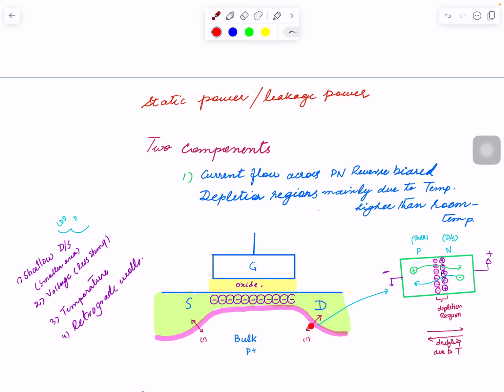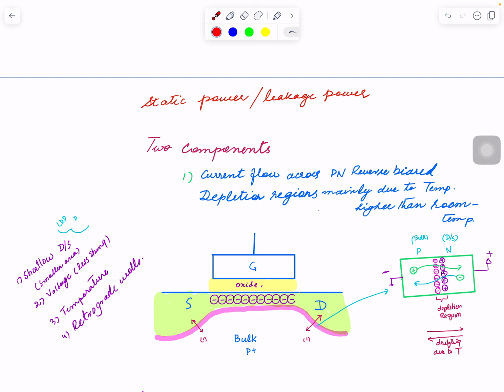And the depletion region will widen. Let's look into it, it'll be a good revision. Understanding this diode and its reverse bias is very important, because knowing this will help you understand how we can reduce this power.